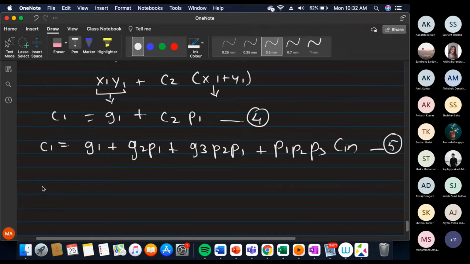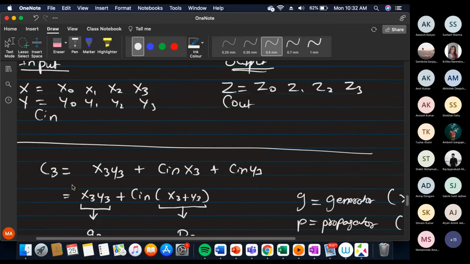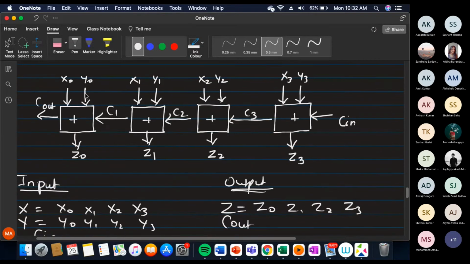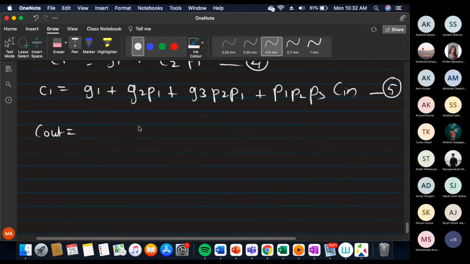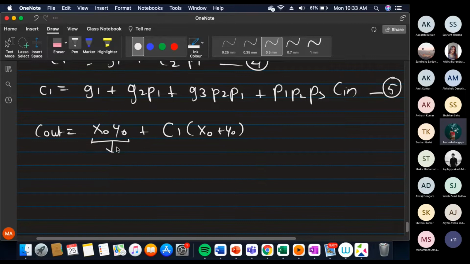Finally, we need to calculate something called C out. So what is C out? X0 Y0 plus X0 C1 plus Y0 C1. So X0 Y0 plus, can I write C1 times (X0 plus Y0)? Can I do that? This is nothing but G0 plus C1 P0.